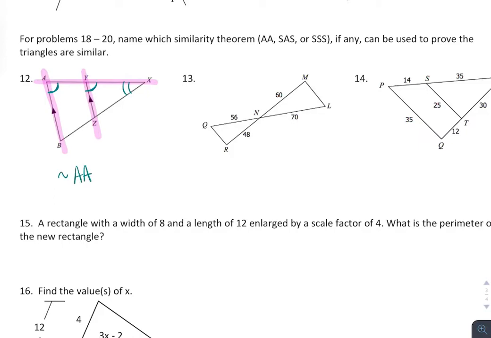Okay. Number 13. So number 13 asks if they are similar again. So we're going to have to check our proportions. So we're going to use the smaller length 48 with the smaller length 60. And we're going to compare that to our bigger length over the bigger length. So when we do this, these actually both reduce to 4 over 5. So our proportions are good. And we have a congruent angle because of our vertical angles. So they are similar by side, angle, side.